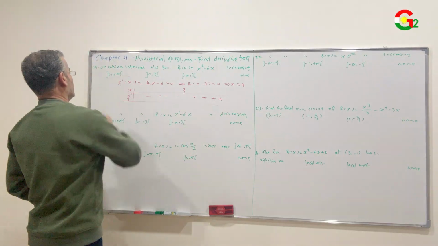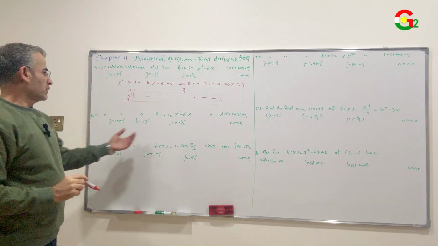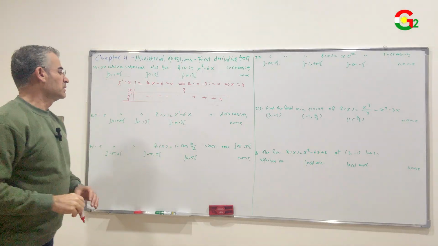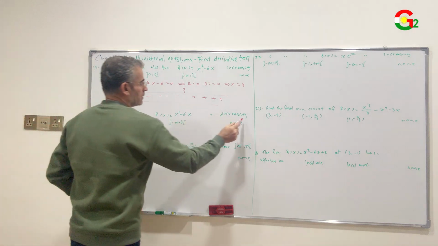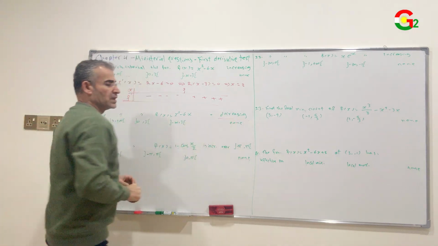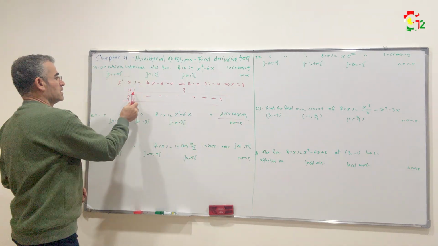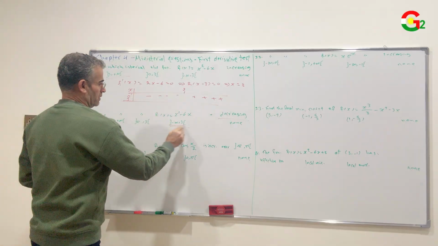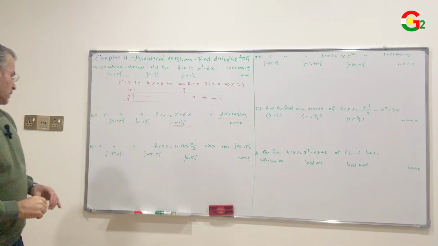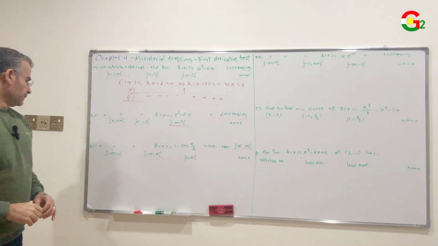Choice A. Question number 20. It is the same function as the previous question, but the decreasing interval is needed. The decreasing interval is from negative infinity to 3. Choice C. Question number 21.